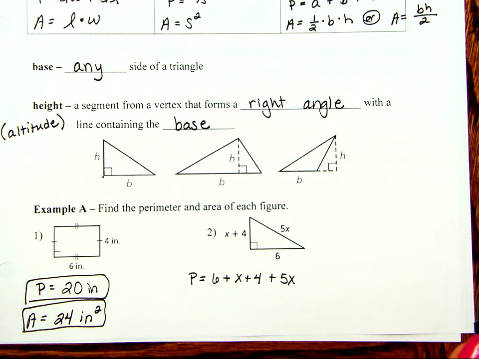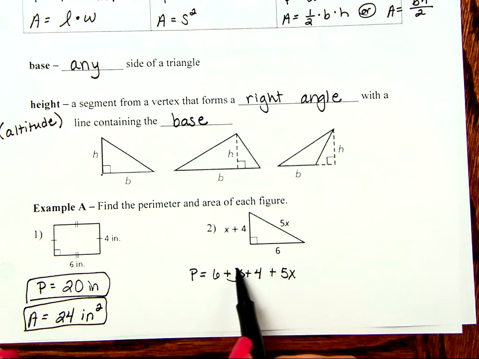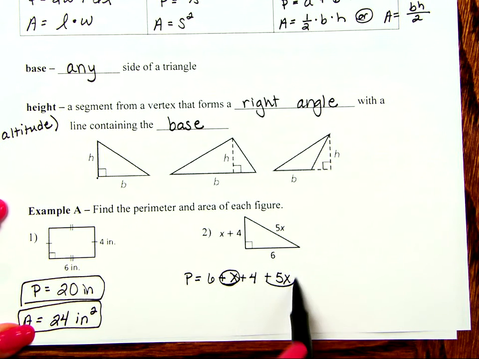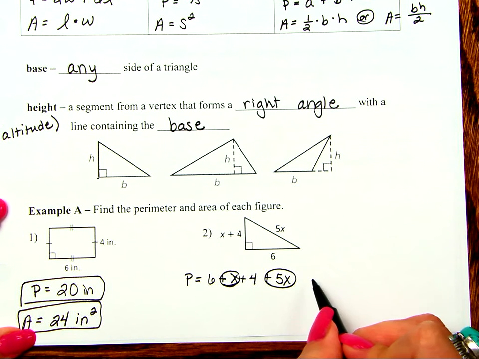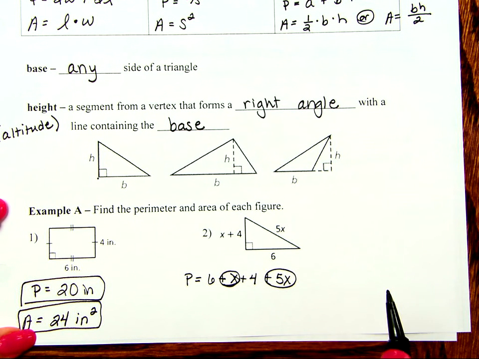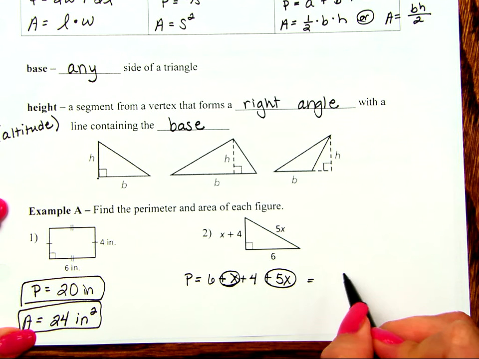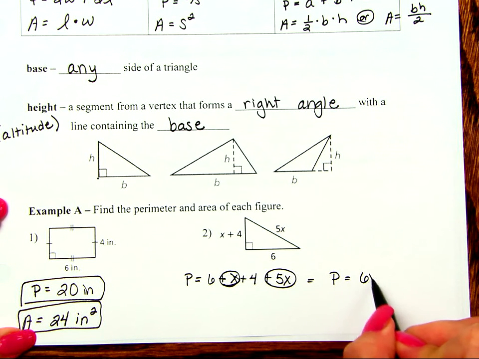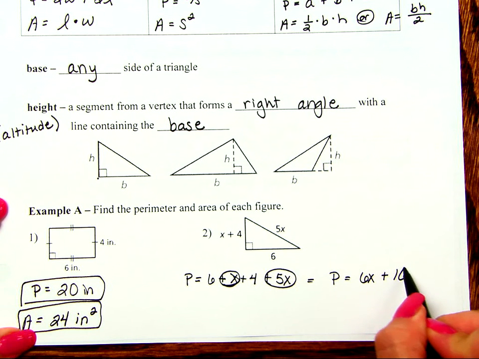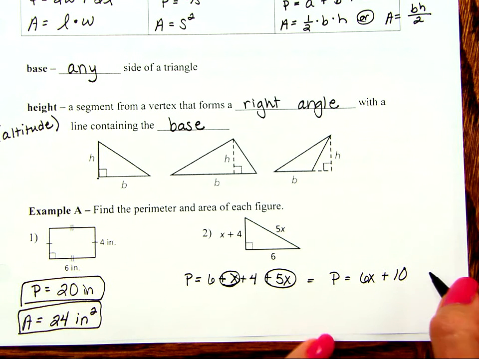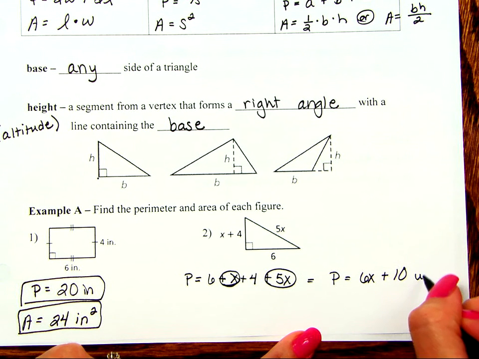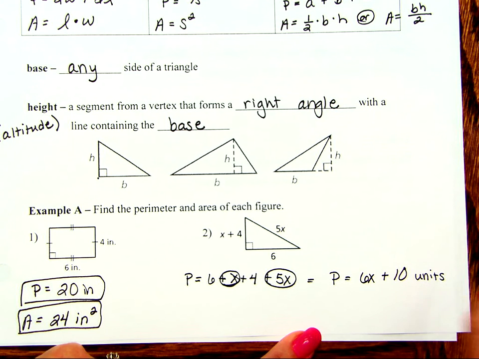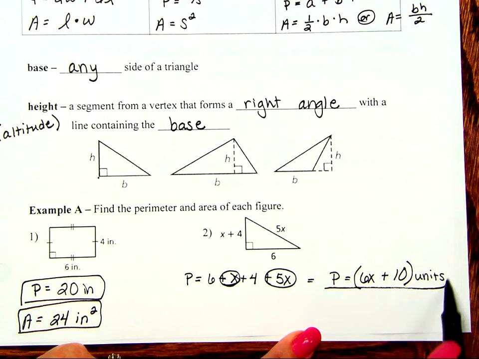I'm simply going to look to do some combining of my like terms. I can see here that if I have an x plus a 5x, and then I have a 6 plus a 4, well, once I simplify those, my perimeter is going to look as 6x plus 10. And there is no label here, and so we're just simply going to label it as units. 6x plus 10 units. You may or may not see sometimes that people put parentheses around it.